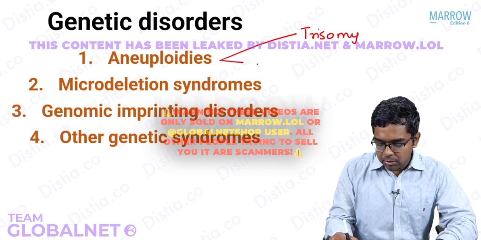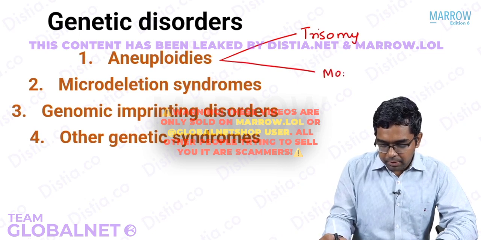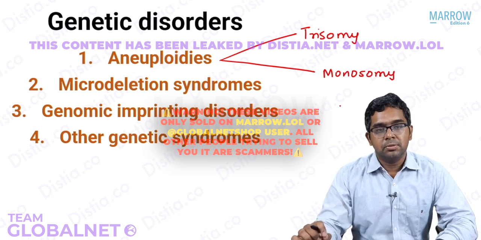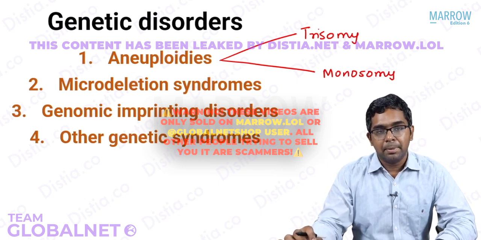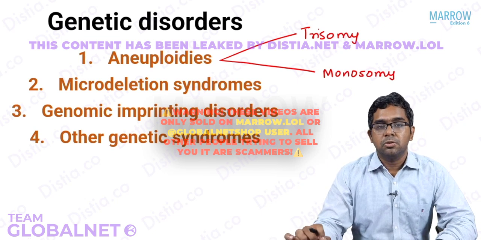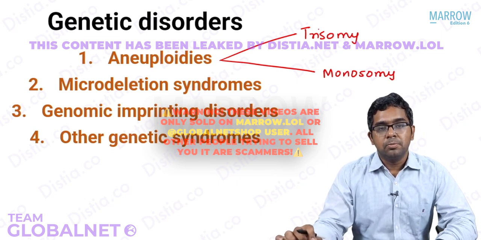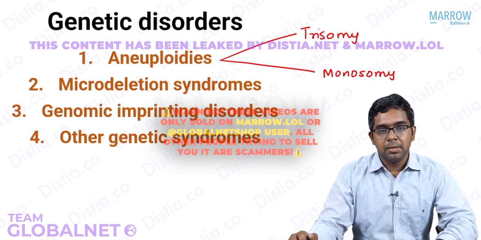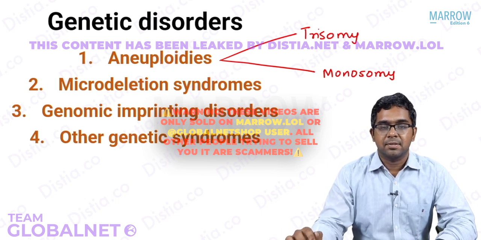The other group is called monosomy, wherein instead of a pair of 2 chromosomes, there is only 1 chromosome in that pair. For example, monosomy X in a female refers to only 1 X chromosome. Normally, there are 2 X chromosomes in a female, so only 1 X chromosome is called monosomy X. Okay, let us start discussing the individual disorders in this category of trisomies and monosomies.